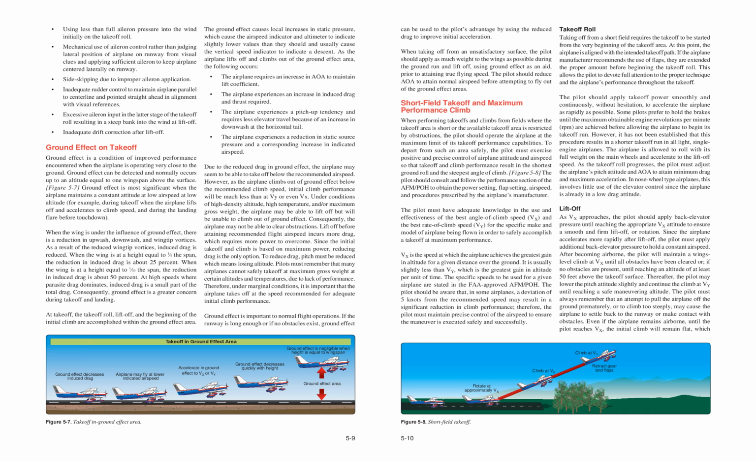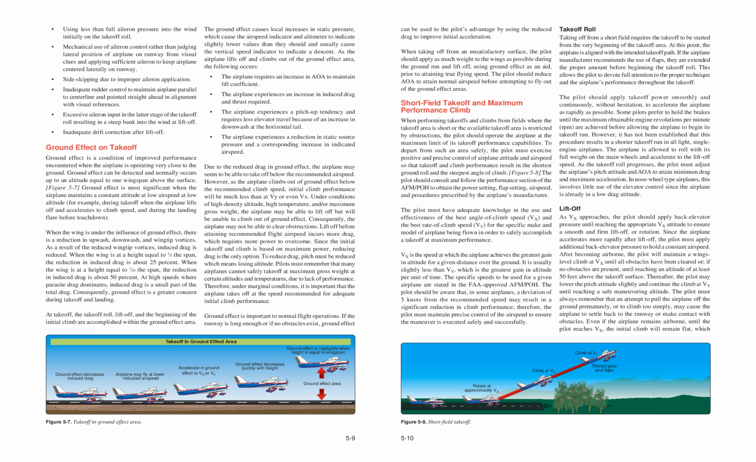It is usually slightly less than Vy, which is the greatest gain in altitude per unit of time. The specific speeds to be used for a given airplane are stated in the FAA-approved AFM/POH. The pilot should be aware that, in some airplanes, a deviation of 5 knots from the recommended speed may result in a significant reduction in climb performance. Therefore, the pilot must maintain precise control of the airspeed to ensure the maneuver is executed safely and successfully.